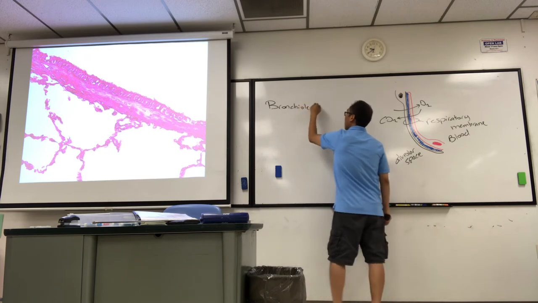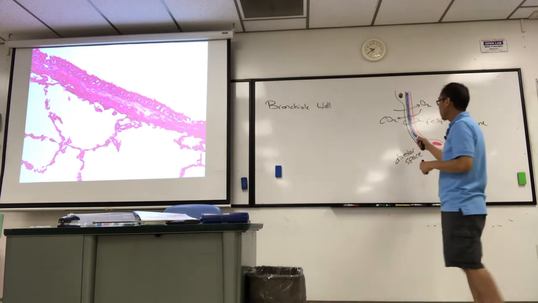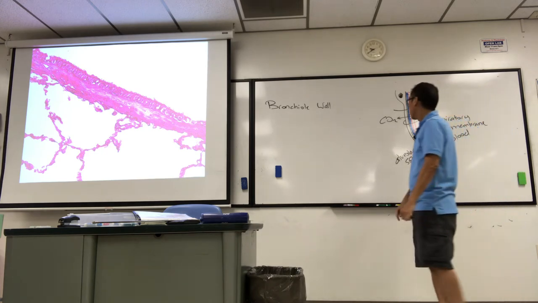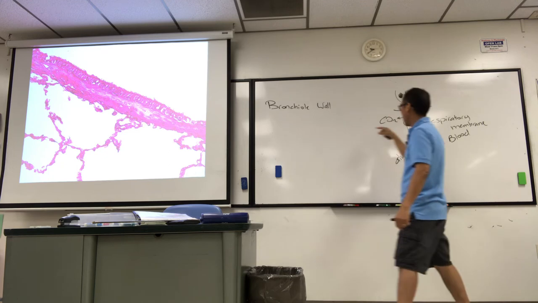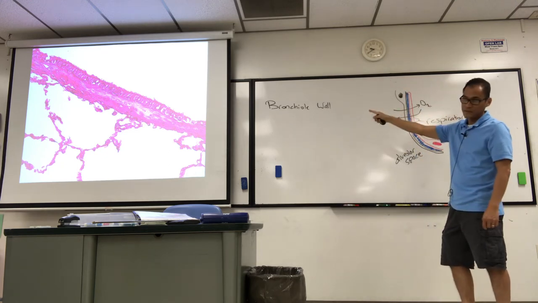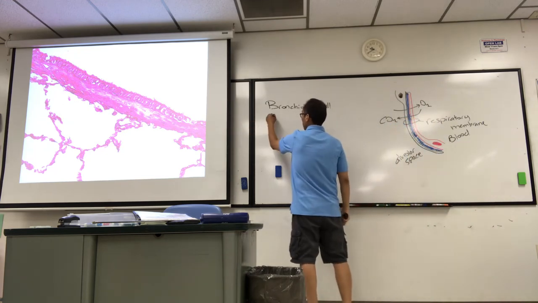Is that the red part on the picture you drew, or the black part? The bronchial wall? None of it. This is the respiratory membrane. I thought you said it was on that. No, it's not on that. I said compare it with this. Okay, this is much thinner than this. So the bronchial wall, which is this, notice you've got smooth muscle.